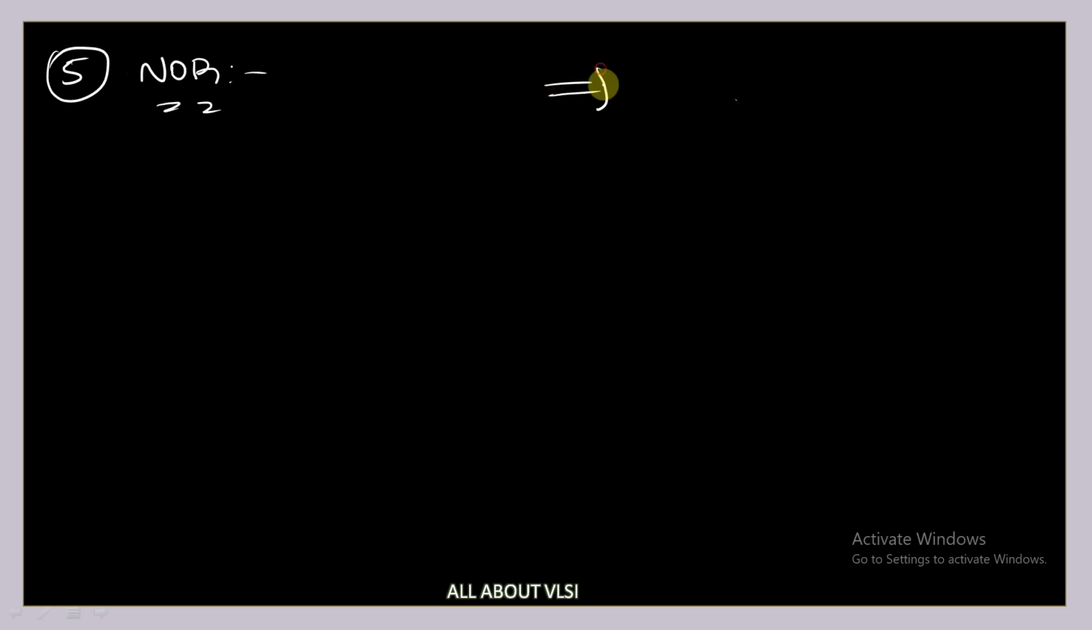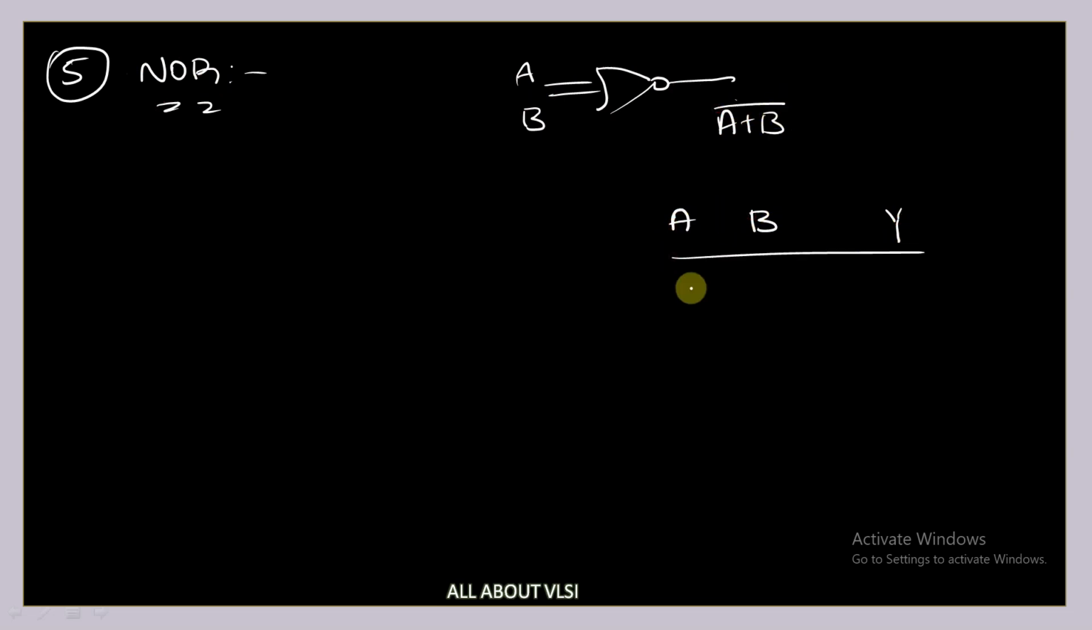So the NOR gate will look like this: A, B, (A plus B) whole bar. I will draw the truth table: 0 0, 0 1, 1 0, 1 1. The outputs are 1, 0, 0, 0. Okay, so this is your NOR gate.